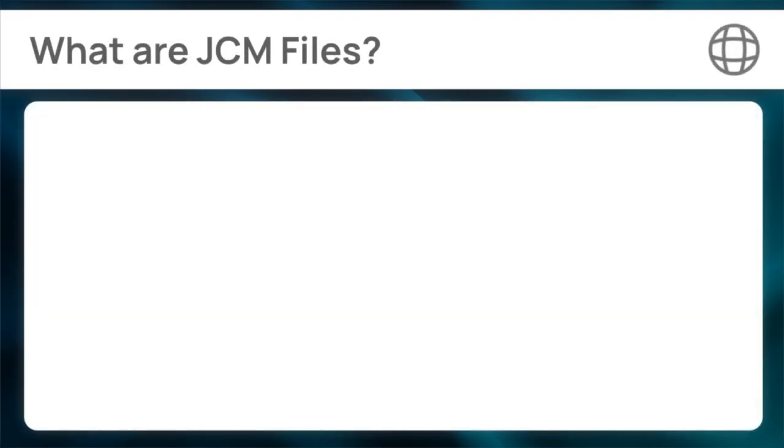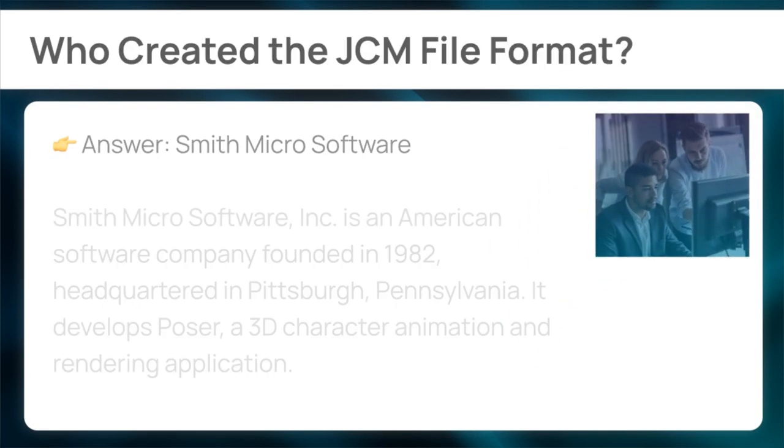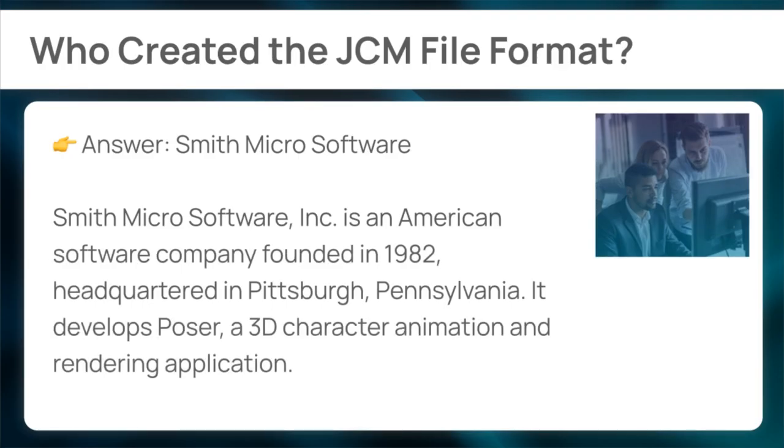A JCM file is used by Poser, a 3D character animation program. It stores joint-controlled morph data, which defines how a character's mesh should deform when a specific joint is bent. This allows for more realistic muscle bulges and skin creasing, a common need for 3D artists.